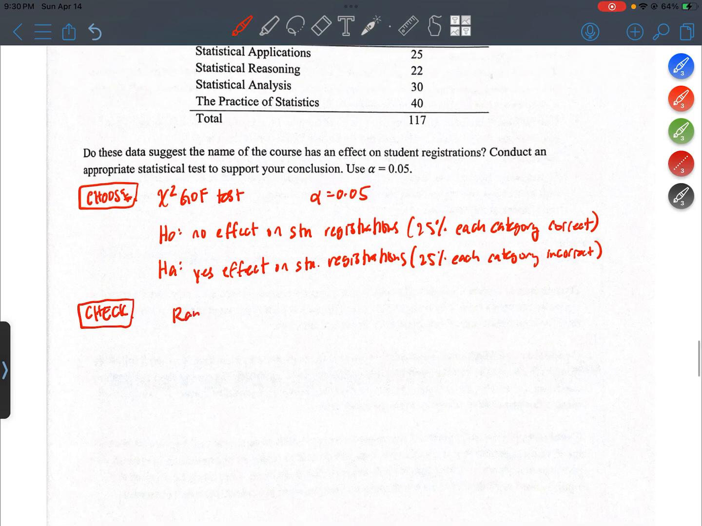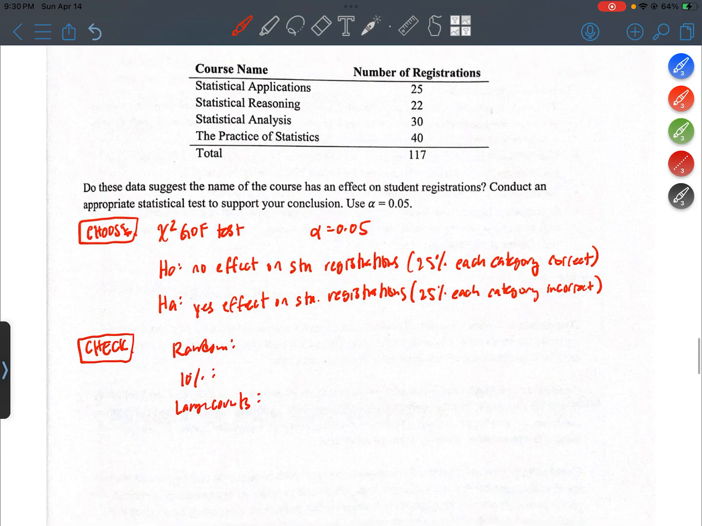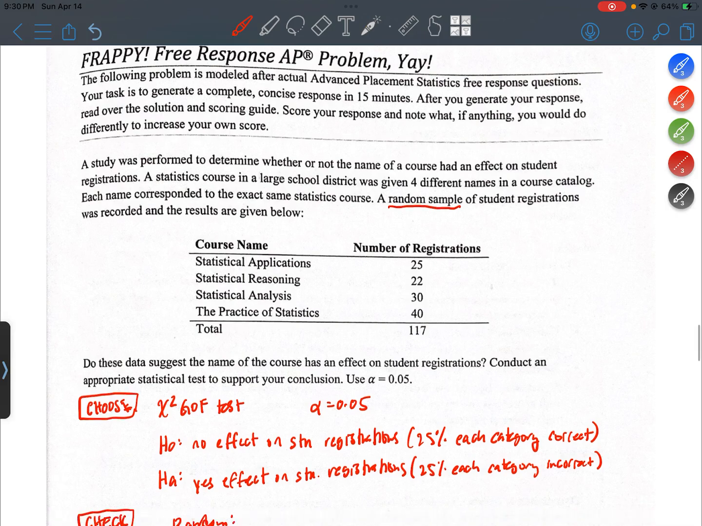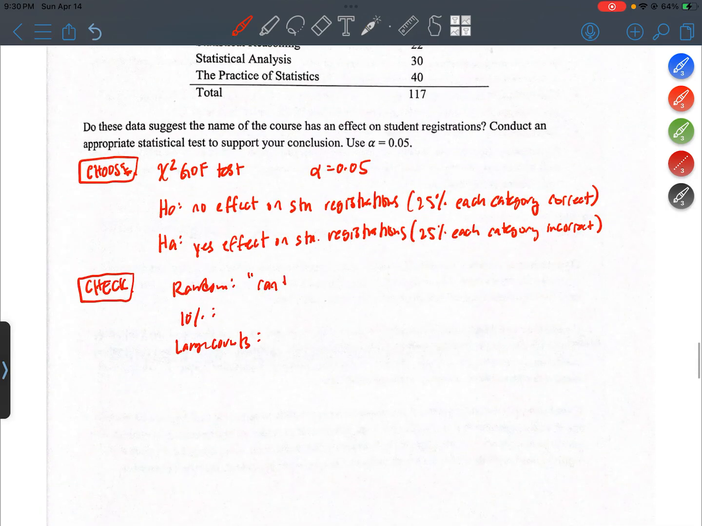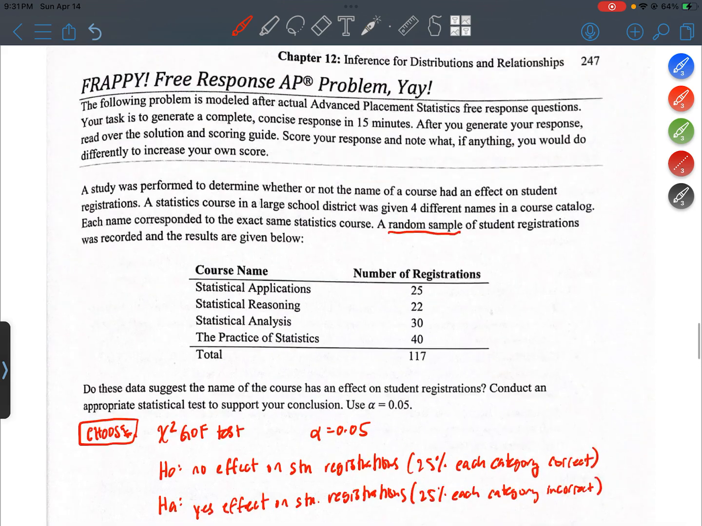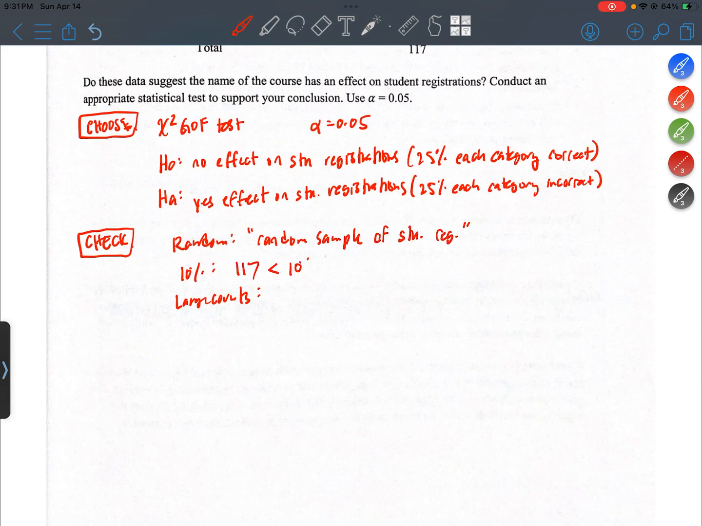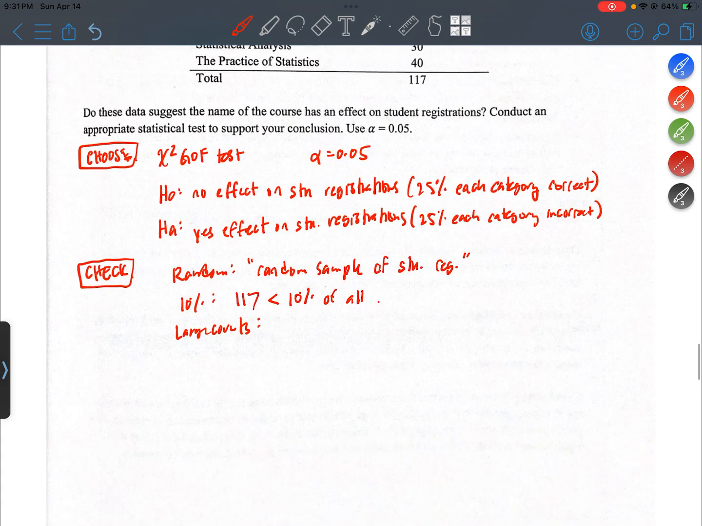Let's check the random condition, the 10% rule, and the large counts. The random condition, where does it say? Right here, third line, random sample of student registrations. Okay, 10% rule. So we have 117 registrations in the sample. It's a large school district, so I think it's safe to assume that this is less than 10% of all registrations.